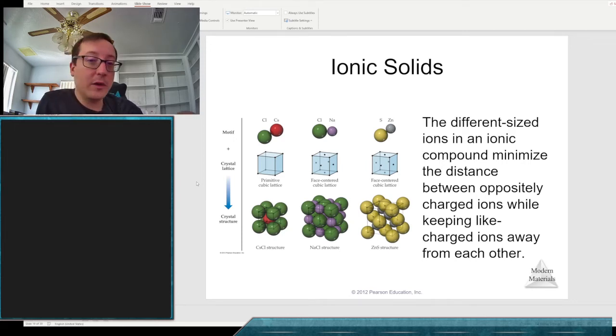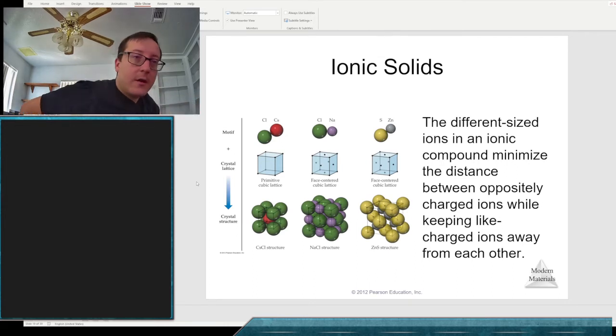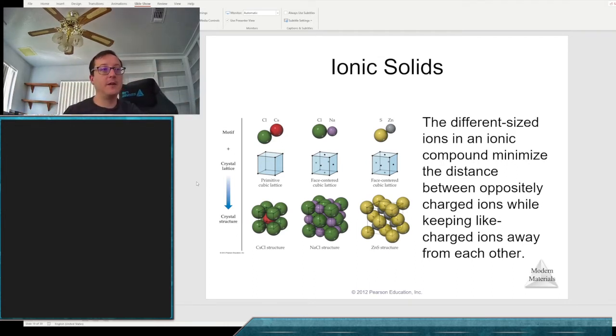All right, any questions so far on these structures?